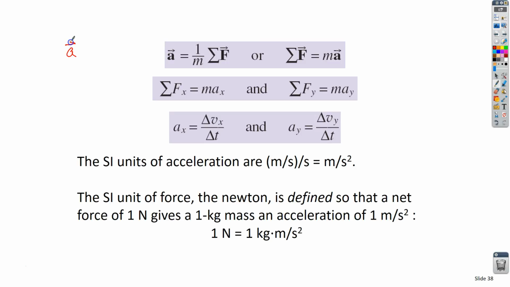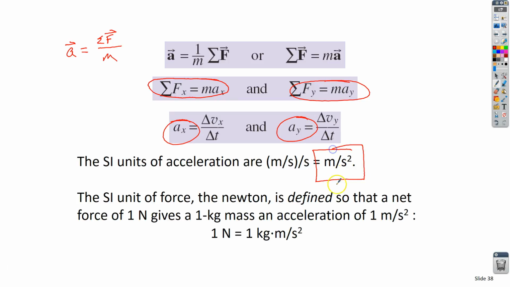We can actually say that the acceleration is equal to the sum of all the forces acting on something divided by the mass of all those objects. This becomes the famous equation F is equal to ma. We can do this in both the x and the y direction, and we can find the acceleration in both the x and the y direction for something that's accelerating in both of those directions. So that is our unit, meter per second squared.